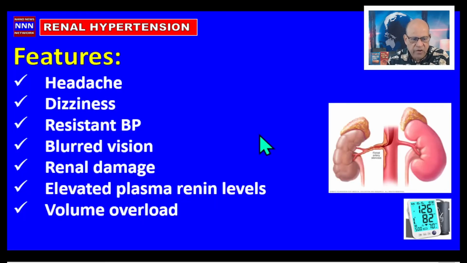Okay, let's move on to some of the clinical features that may be related to renal or renovascular hypertension. Most patients may not have any symptoms whatsoever. Some of them may have headaches, dizziness, persistent blood pressure which is not responding to 2, 3, or 4 medications, blurred vision, eventual renal damage, elevated plasma renin levels, and of course volume overload due to salt and water retention. All of this we are familiar with.